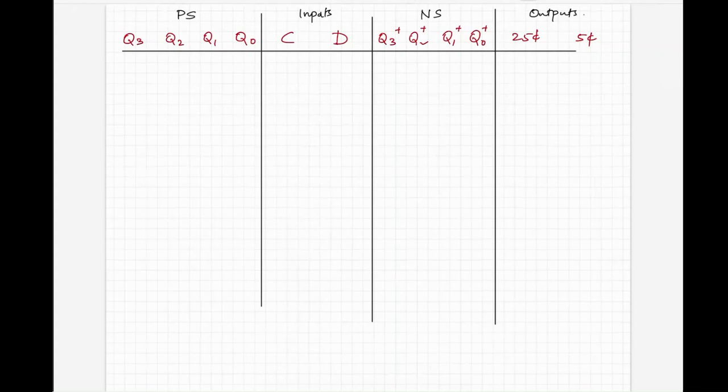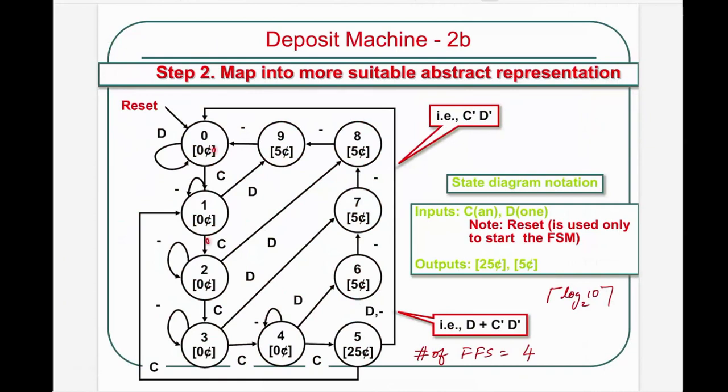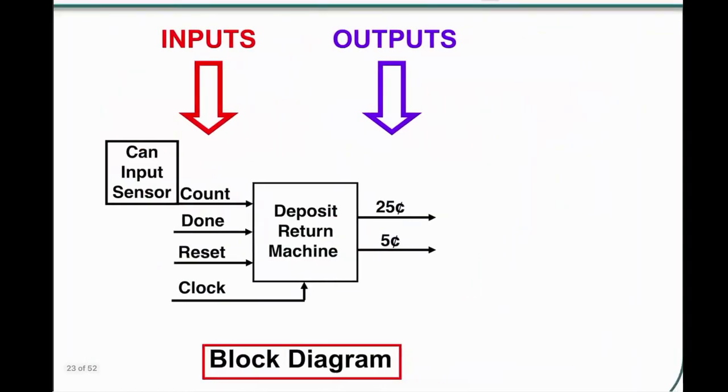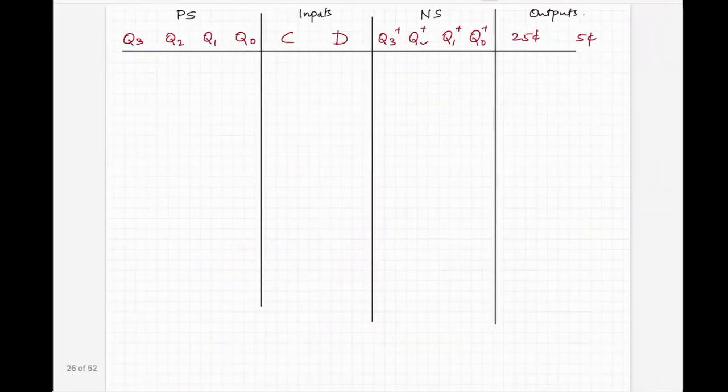What about 0 cents? No, 0 cents is not an output. 0 cents is no money, so it's not really an output. We only have 2 outputs. We are using 0 cents to identify that we are not going to give any money back. If you look at the picture back there, the deposit return is only 2 of them, 5 and 25.